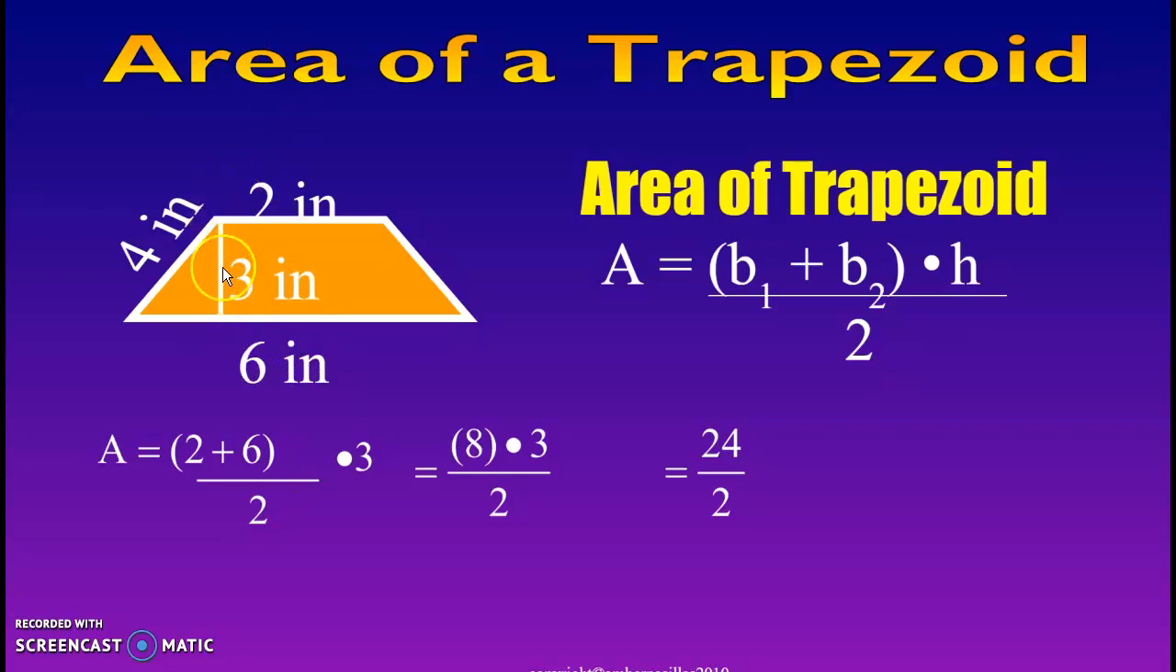The height is 3. We do not need to use the 4 in order to find the area because remember, the area is the total space on the inside of a figure. So 2 plus 6 is going to give us 8. And then we're going to multiply 8 times 3, which is the height. And then we're going to get 24 and we divide that by 2. Pause the video and make sure you have all of this information written down.